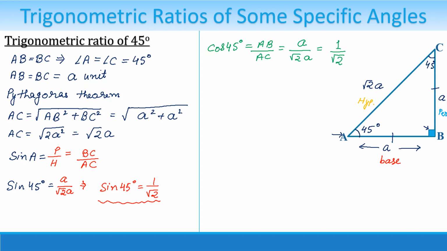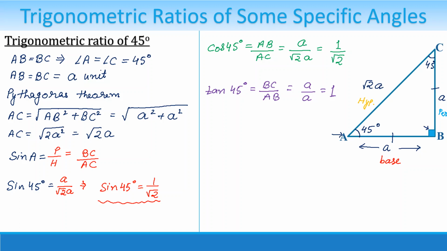In the same manner, if we calculate tan, so tan 45 degree will be equal to perpendicular by base, which means BC upon AB. So it is a by a, and that gives us the value of tan 45 degree is equal to 1. So I hope you all have understood how we have geometrically calculated the value of 45 degree for all the trigonometric ratios.